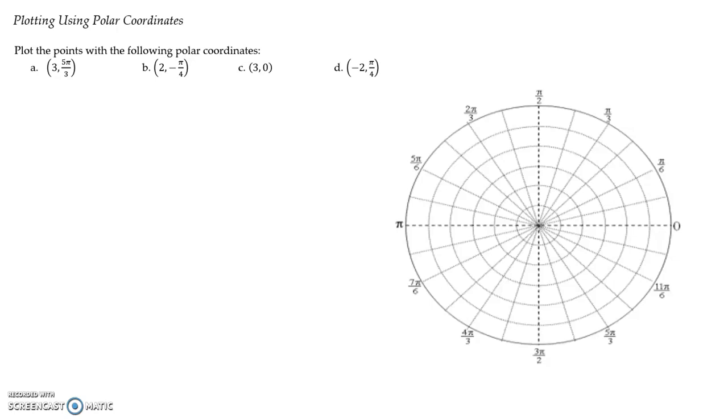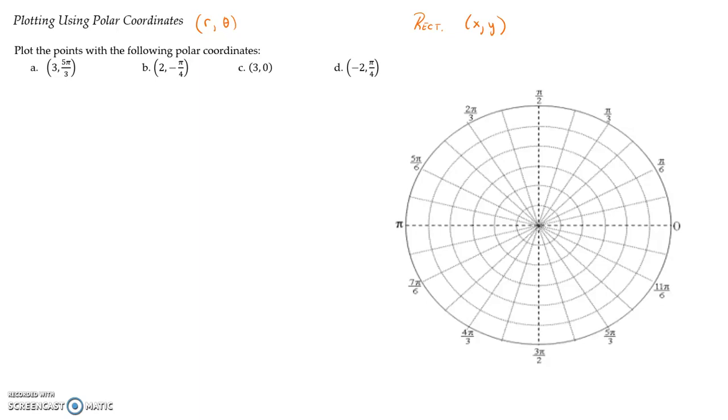Let's go ahead and take a look at plotting points using polar coordinates. We're going to be using a radii value and an angle measure for our points. And you've been working with the rectangular coordinate system, where you were working with an x value and a y value to plot the point on your grid. So kind of the same idea.